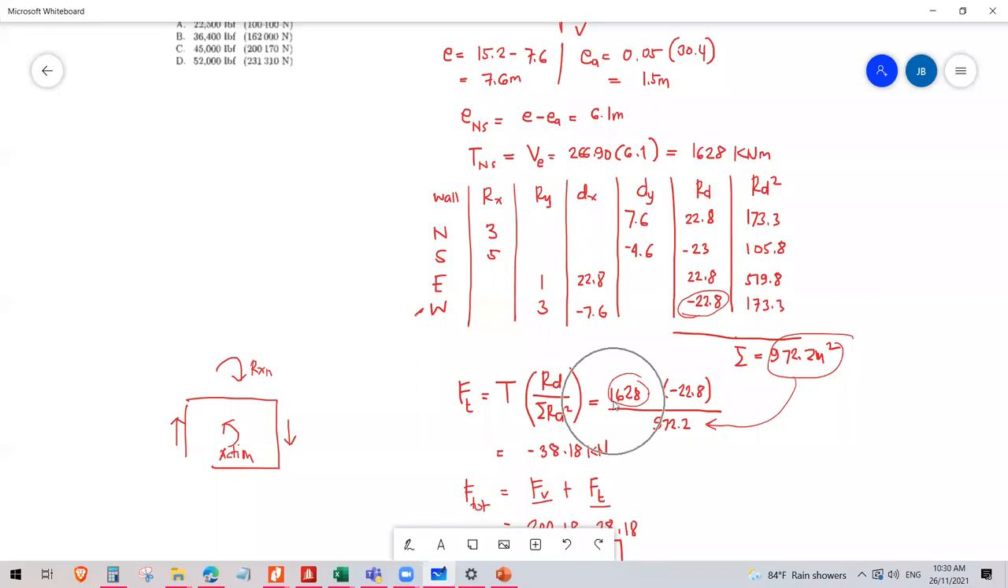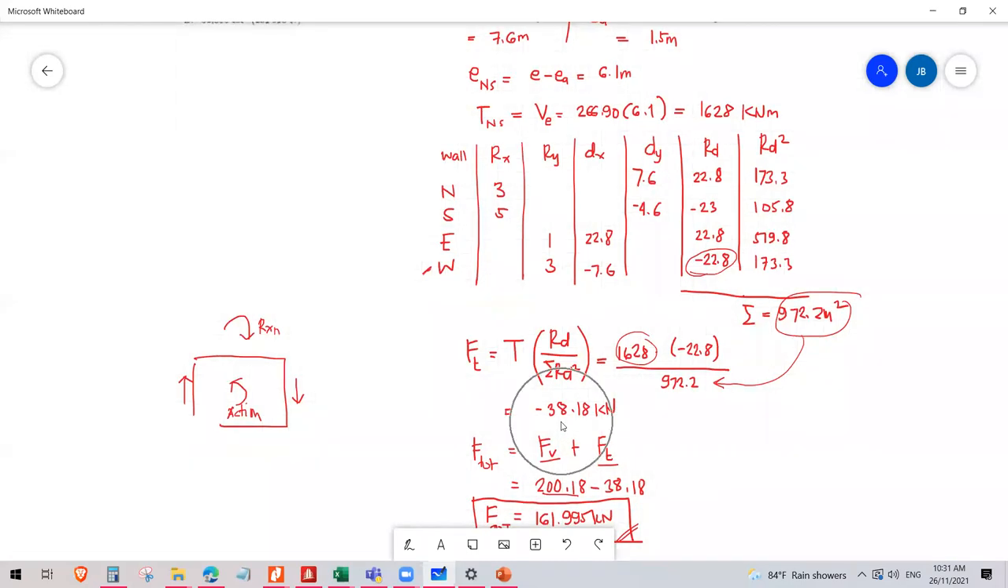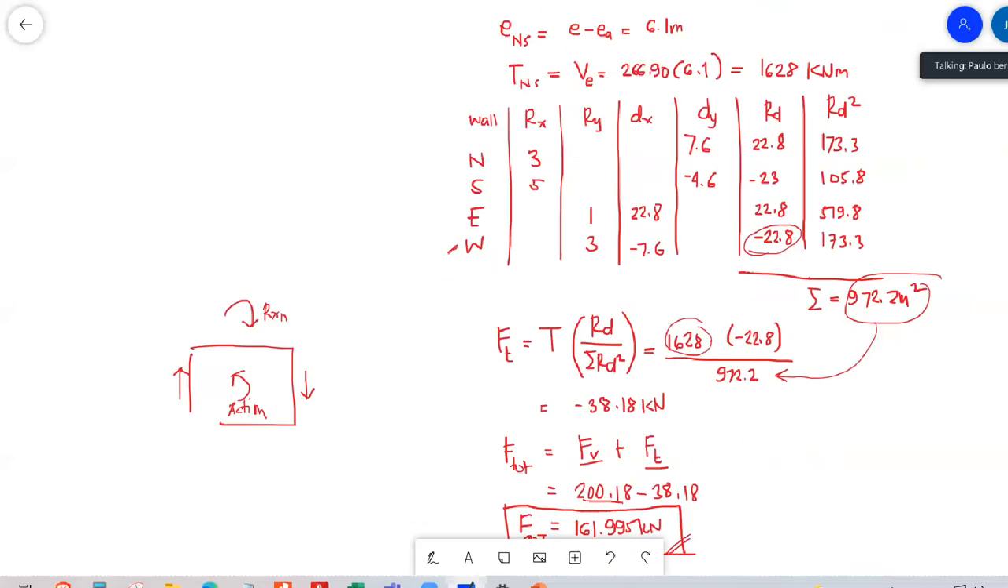Torsion is 1628. Ang RD ng west wall ay negative 22.8, and then summation RD square 972.2. We will get negative 38.18. So negative siya. Why? Kasi, di ba, pag ganito yung torsion mo, so ang magiging resistance ng mga walls mo is clockwise. So ang direction nila is this one, this one, this one, and then this one. Okay, and ang question kasi is west wall. So, makes sense. No? Negative direction siya.